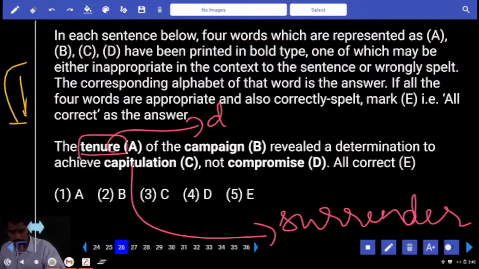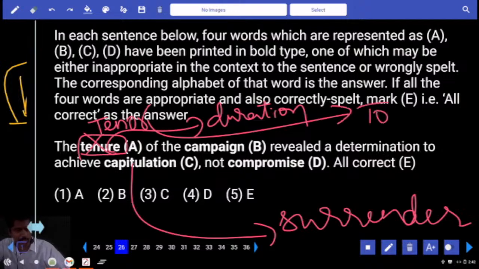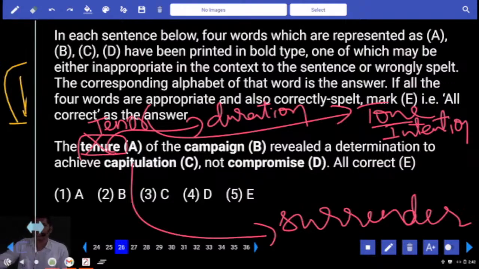Tenure is a duration. The time duration of a particular position is tenure. If you become a bank employee, the tenure will be up to 60 years. You can do the bank job up to when you reach 60 years old. But here tenure is wrong, it is tenor. Tenor is nothing but a tone or intention. Tone or intention of the campaign. TENOR.